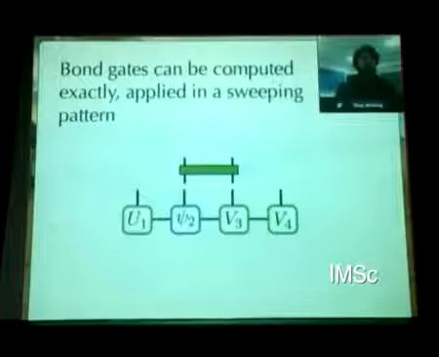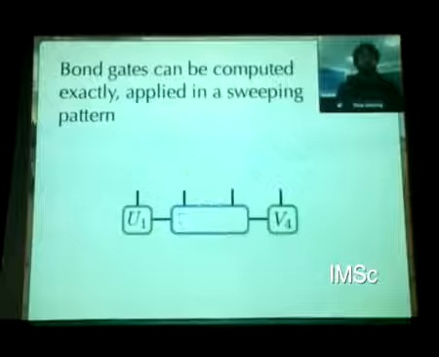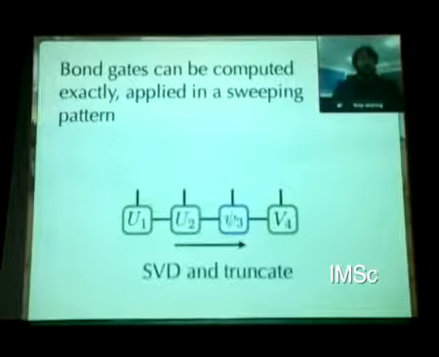So that gate will join the tensors together, but then you bring it back into this standard form. At that point, you can move what we call the orthogonality center, this location of these amplitudes, to a nearby site. And that can ignore all the other sites because they're unitary. You can just apply the gate locally near where these amplitudes are located.